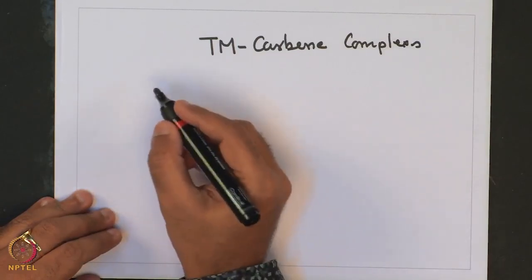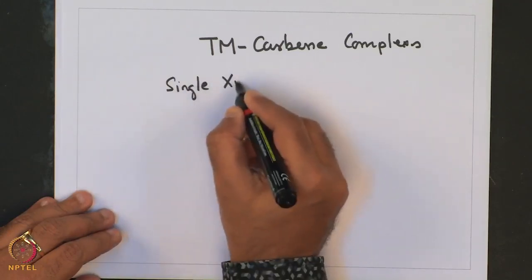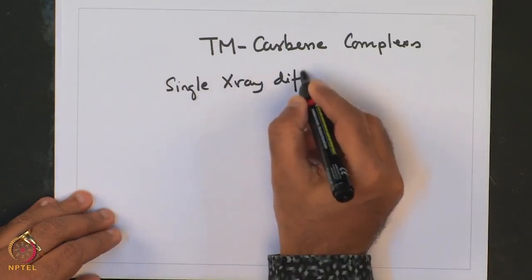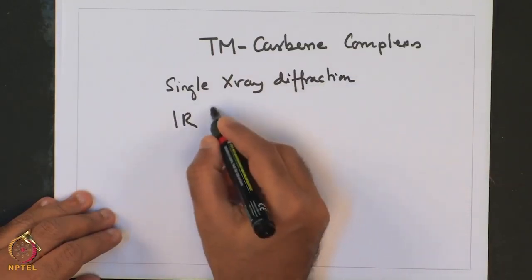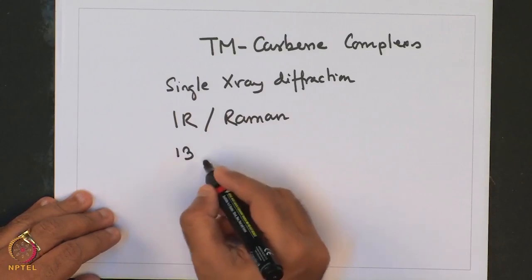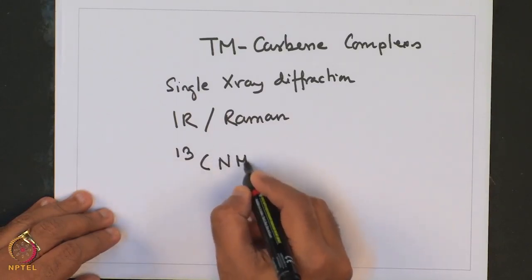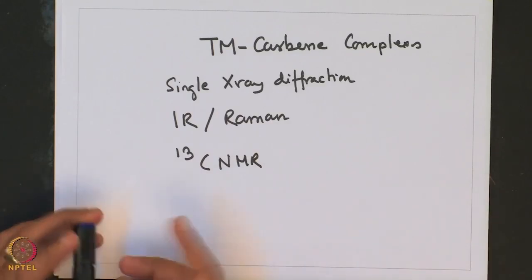The techniques that we discussed in our last lecture were single crystal X-ray diffraction, then IR, Raman spectroscopy, as well as 13C NMR spectroscopy. And what we had seen is that these techniques are extremely good at characterizing various transition metal carbene complexes of both types, that is the Fischer and the Schrock types.